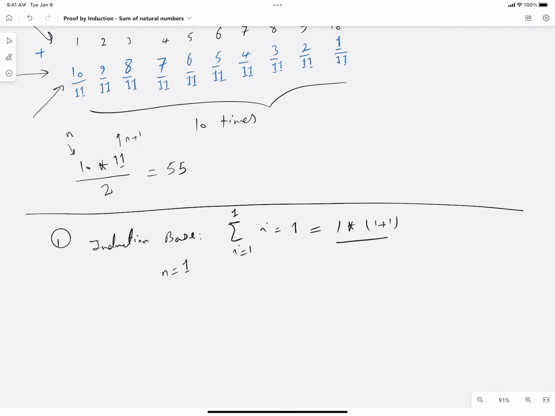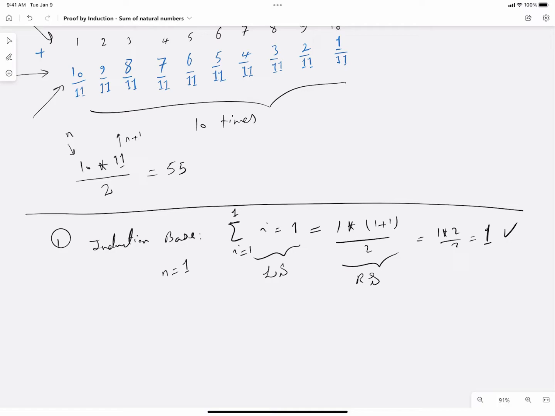And that exactly is equal to 1 times 1 plus 1, so that's the left side, and that's the right side. As we see, this is equal to 1 times 2 divided by 2, which is equal to 1, so that means the base case is true.